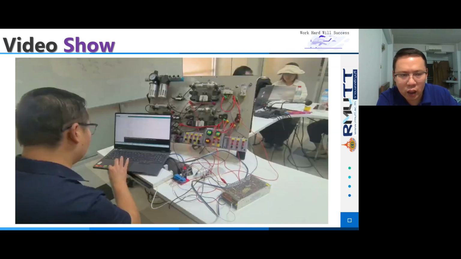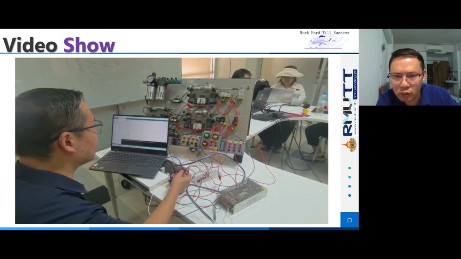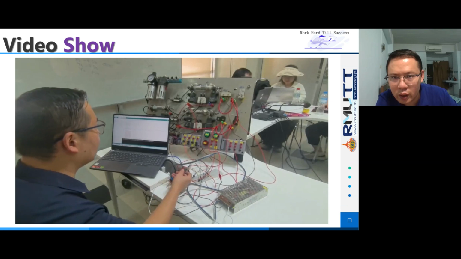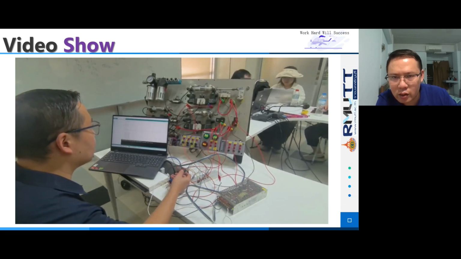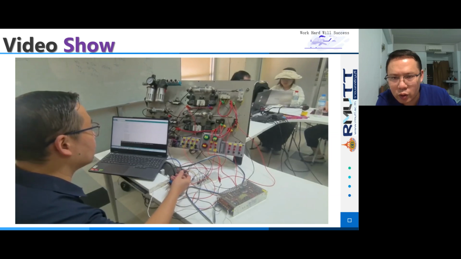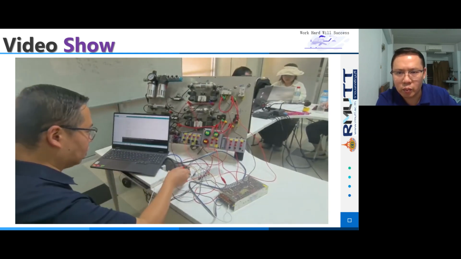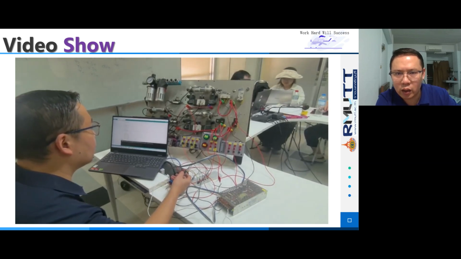Next, I will show the video by the microcontroller Arduino. Let me say again slowly. A plus, B plus, A minus, B minus. Its speed is so fast. The speed maybe is so fast. Again.